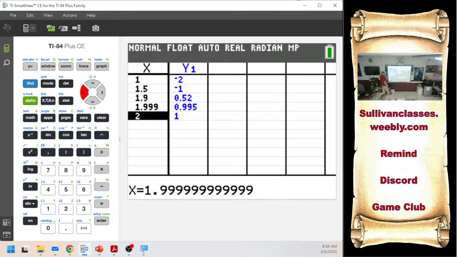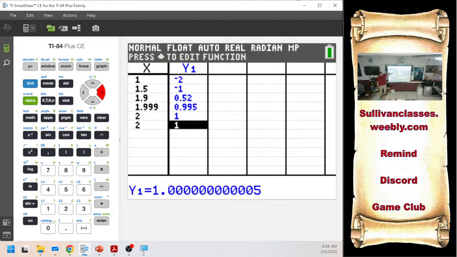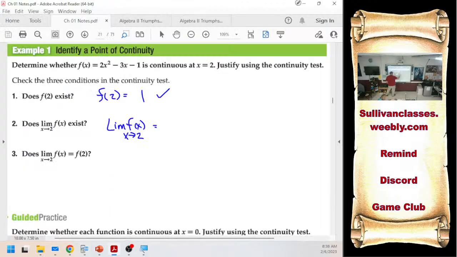I could just put in 1 point spam 9s, go to the other side and say 2 point spam 0s, throw 1 at the end. Okay? I can just say, look at it on either side. Right? So this is how I find my limit. I just get really, really close to 2 on both sides, you know, and yay, it's 1.